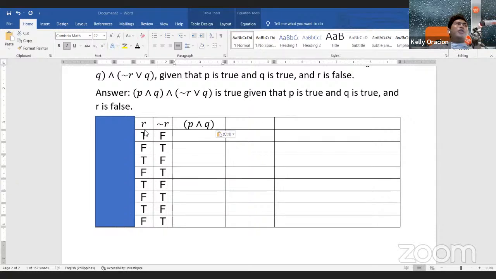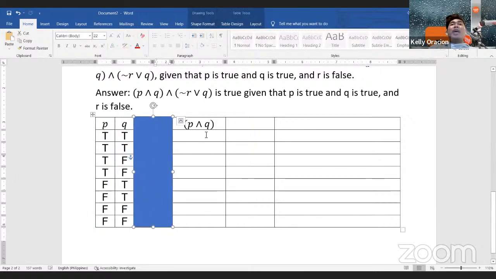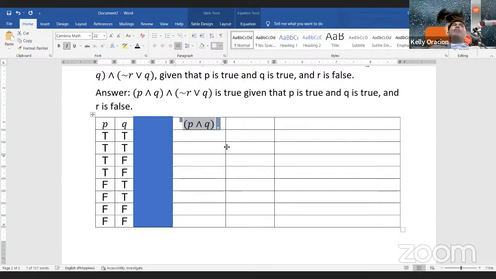Sige, let's determine the truth table of P and Q. So let's cover the R and the negation of R, since they are not needed to identify this one. We will focus on the given two variables, P and Q, and the given is the conjunction, P and Q. I do hope you can still recall the truth table for conjunction. When is a conjunction true?